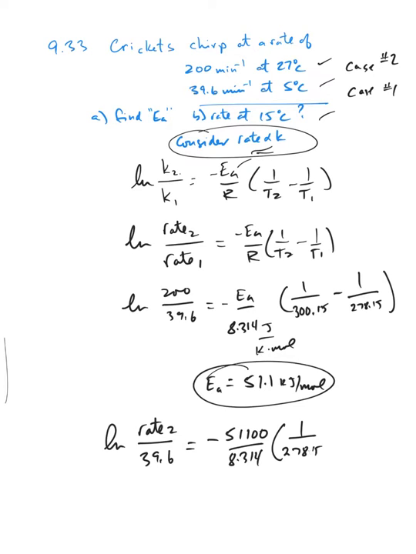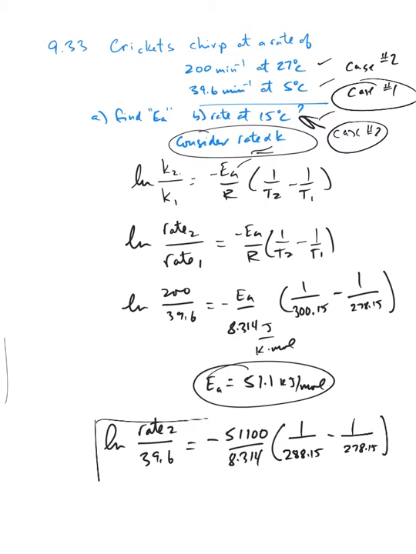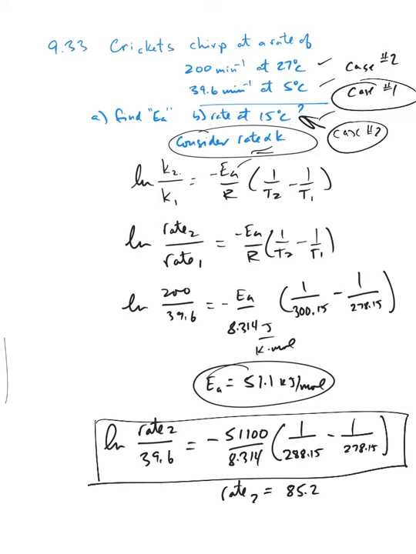The 15 degrees belongs in the second slot. So I'm going to put 288.15 right there, and my 278.15 is there. So just to review again, here I kept case 1 as 5 degrees, and for the second part, case number 2 is going to be the 15 degrees. So this whole thing gets multiplied out to give me a rate at 15 degrees of 85.2 per minute.